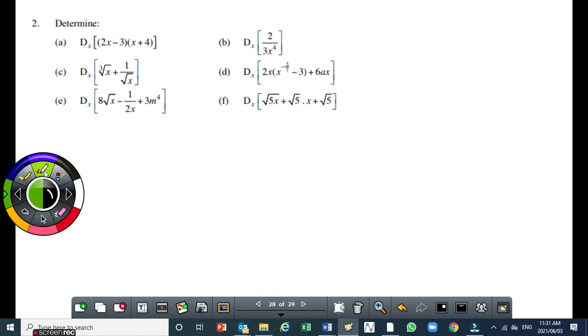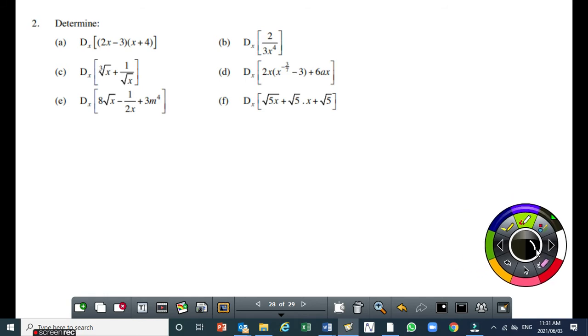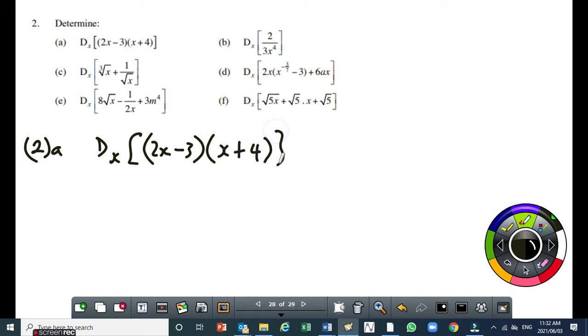All right. So let's go over some of these questions. Now, the ones that we did yesterday, they are relatively easy. So let's just go over. Let's start with the first one. Now, for these questions, we have the differential operator. Okay. So let's start with 2a: d/dx of (2x minus 3)(x plus 4).